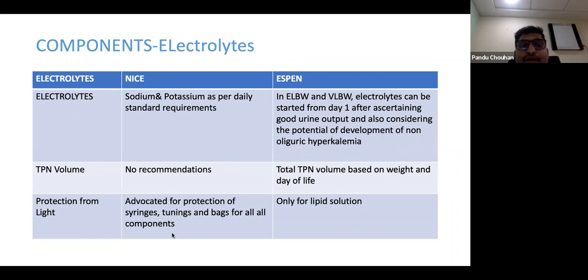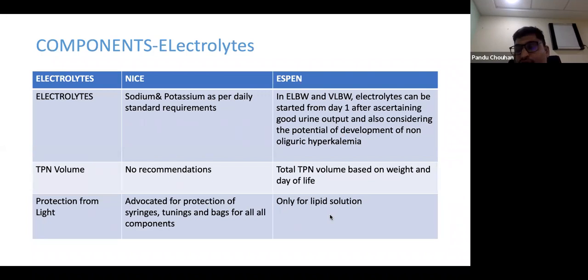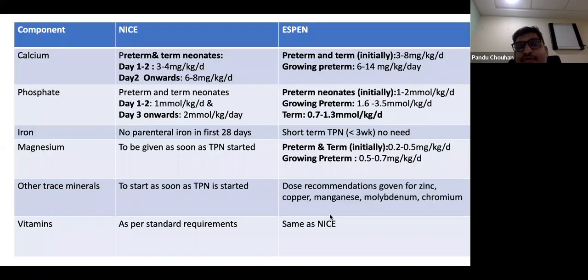The TPN components, the syringes, tubings, and bags for all components should be protected from sunlight according to NICE, whereas the European Society recommends sunlight protection only for lipid solution. Lipid syringe, tubings, and bags need protection from sunlight. It prevents oxidation of the nutrients and complications thereof. So we discussed the components and the recommendations for electrolytes and macronutrients.